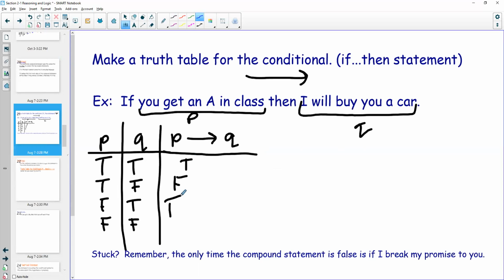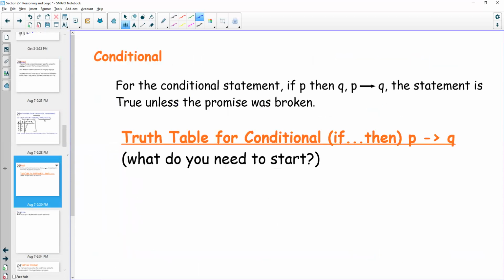That's true. If you didn't get an A in class, the bottom one, but then I didn't buy you a car, well, did anybody have to keep a promise there? No. So that's also true because nothing was broken. You didn't do your job, I didn't do mine, everybody was happy. This is the truth table for conditional.